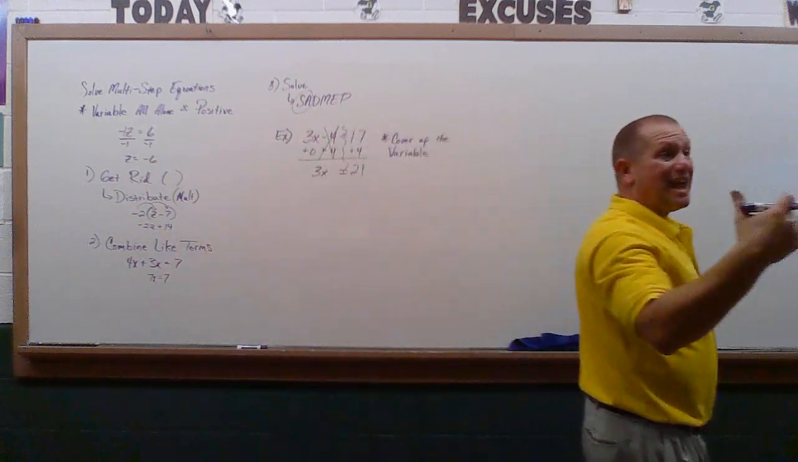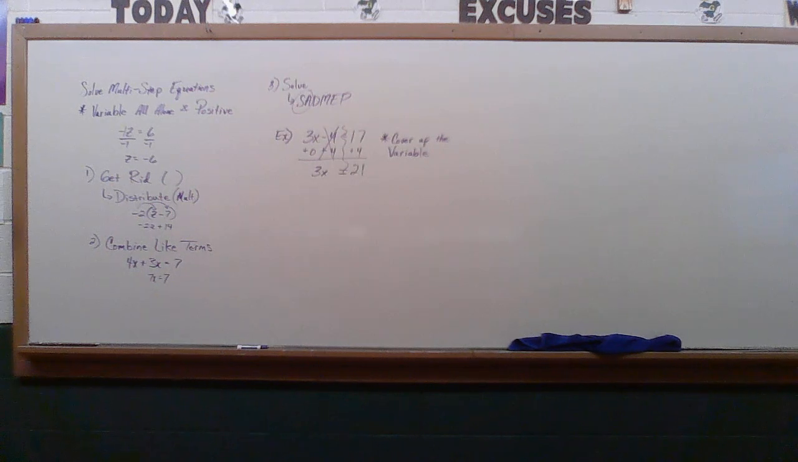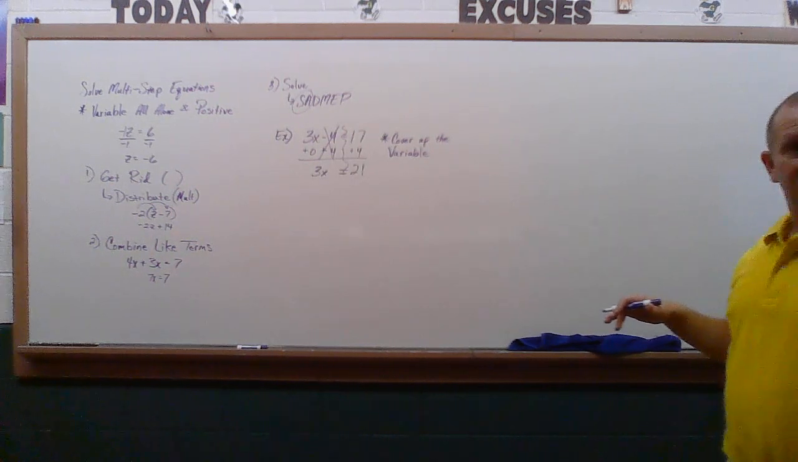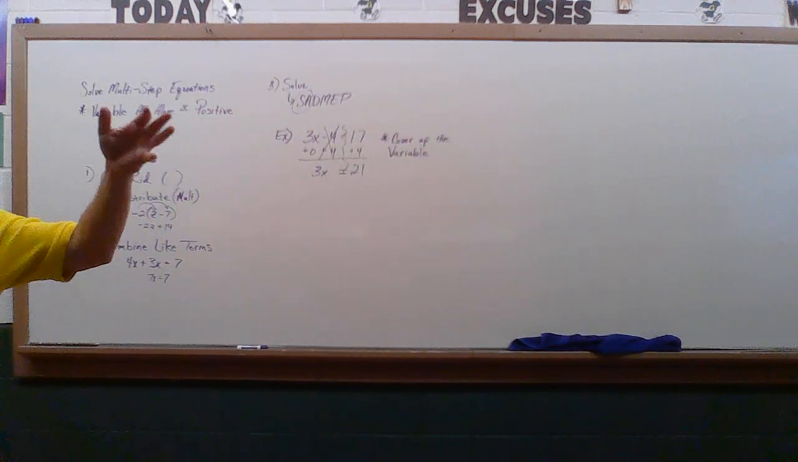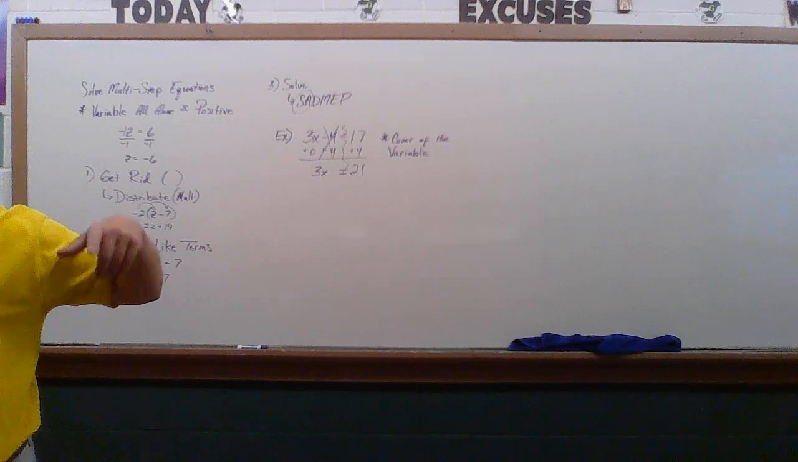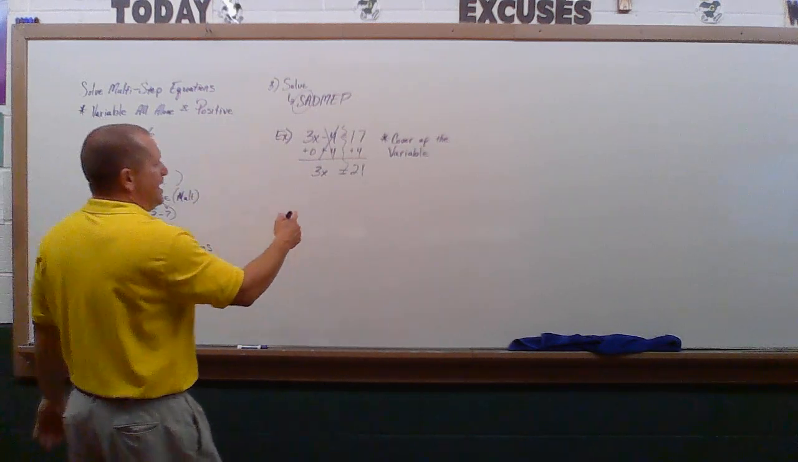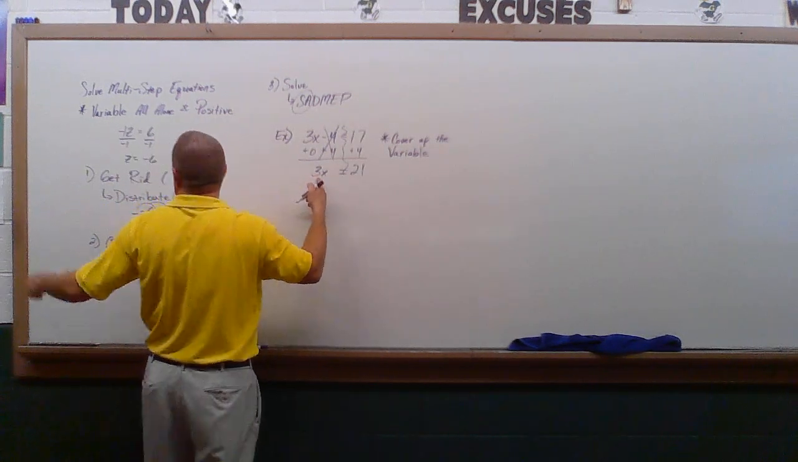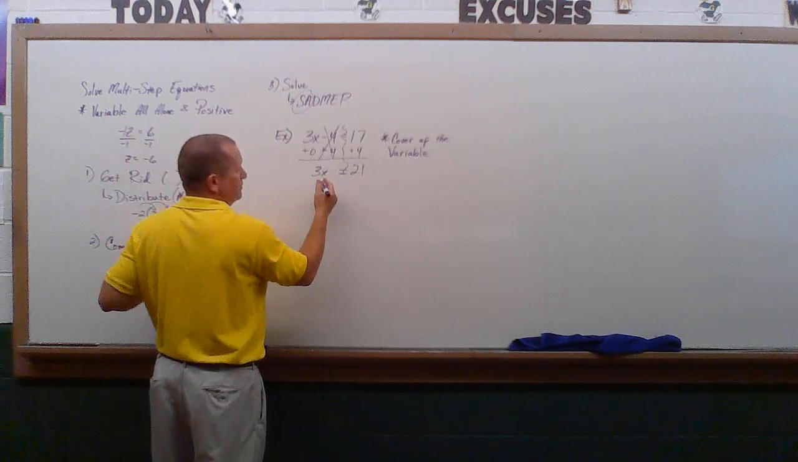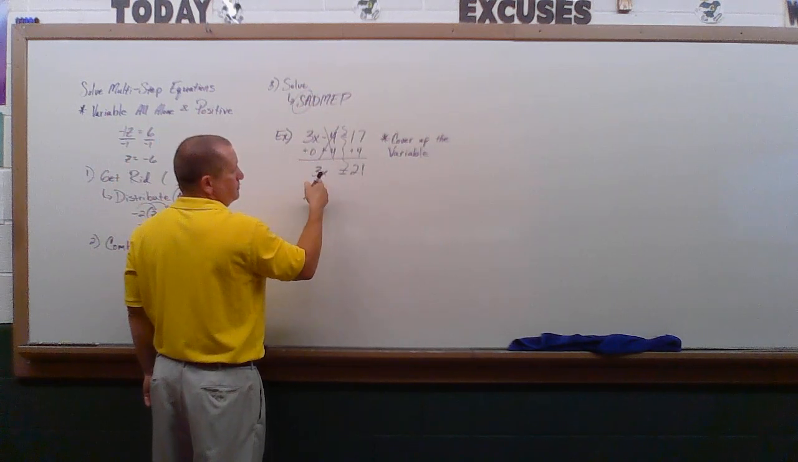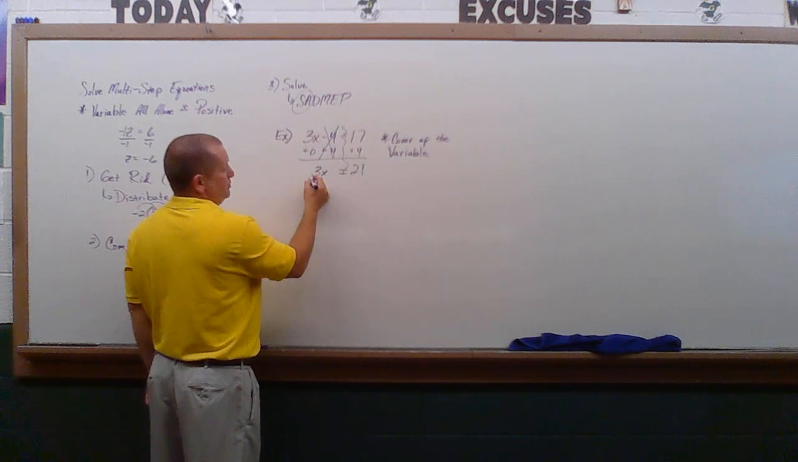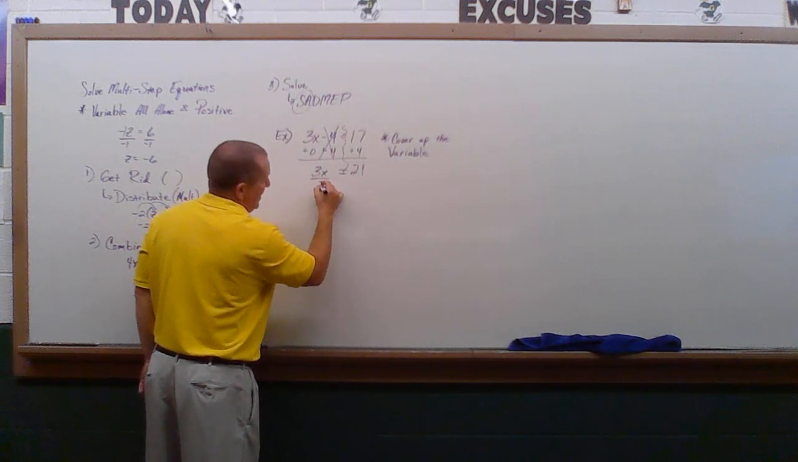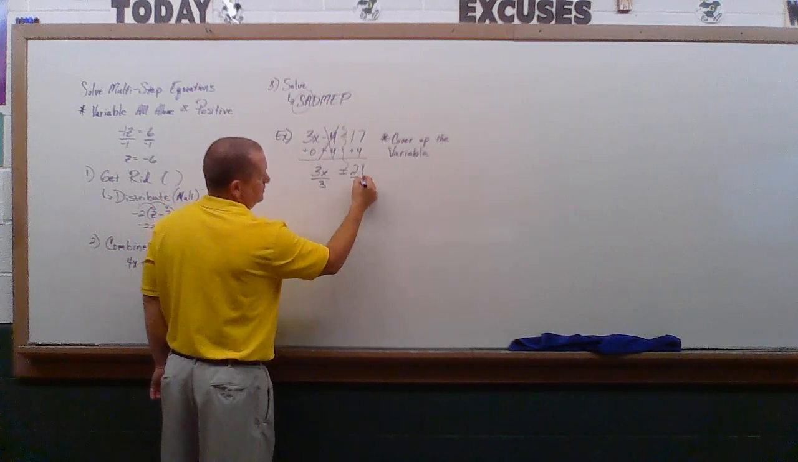So again, on top of just solving, you got to think about all the rules that we've gone through, right? If the signs are different, we actually subtract and use the sign from the bigger one. If the signs are the same, we just add and use that sign. So all those rules still apply. And then last but not least, how do I get x to be all by itself? What's happening between 3 and x? So what's the opposite of multiplication? So now I'm going to divide by 3.